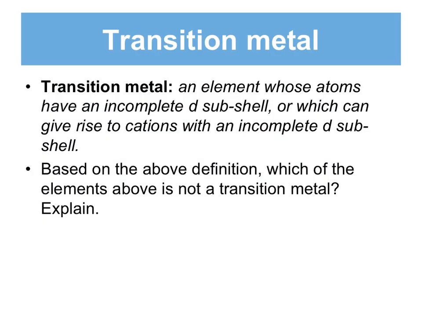Although we learned that transition metals are basically anything located in the d block on the periodic table, there is actually a very specific definition for a transition metal. This is the definition right here: an element whose atoms have an incomplete d subshell, or the cation of that atom can have an incomplete d subshell. So the cation would be what's formed when you give off the electrons from the 4s orbital.